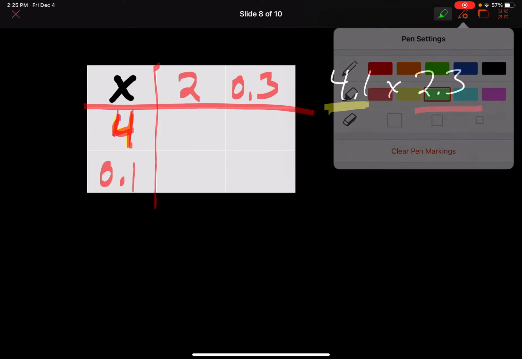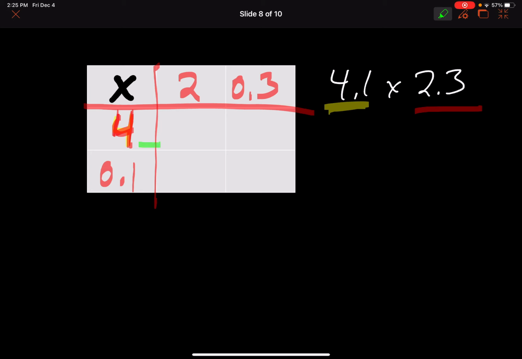So what happens here, okay, remember I go over my column and I go down my row and I multiply 2 by 4, which is 8. And then I'm going to go over my column, multiply, and this is going to be 1 and 2/10. And now I have 2/10, and then I have 12 hundredths.